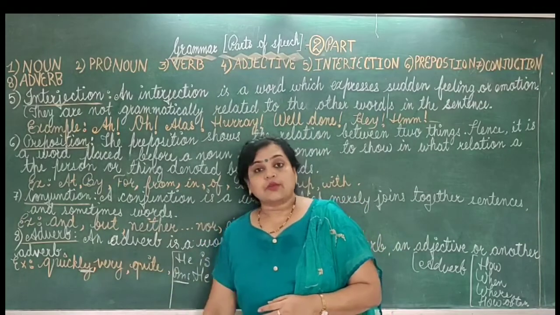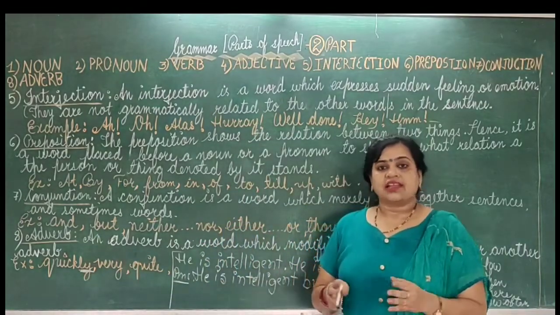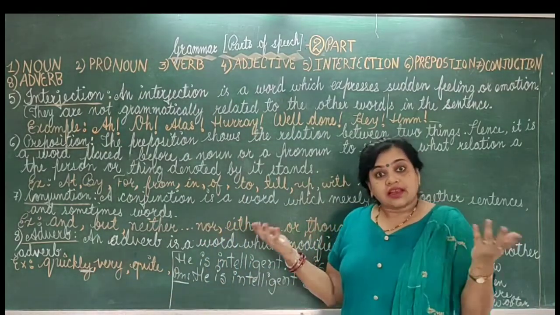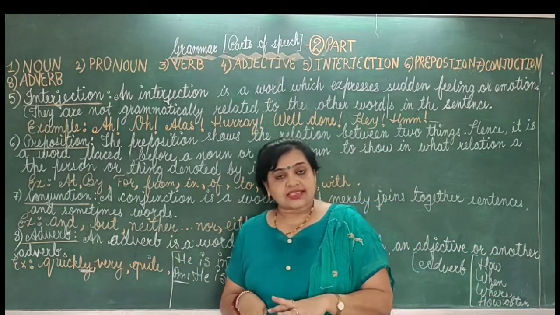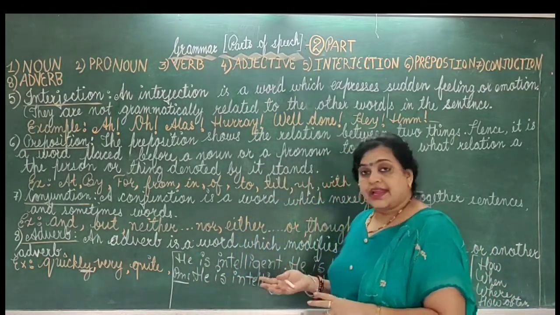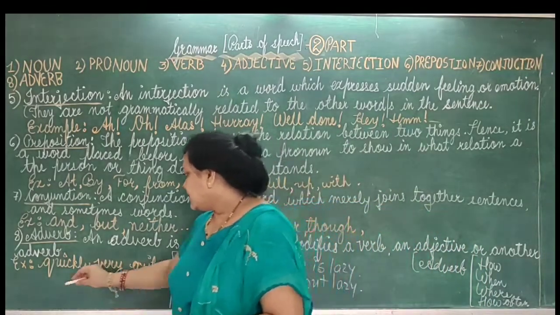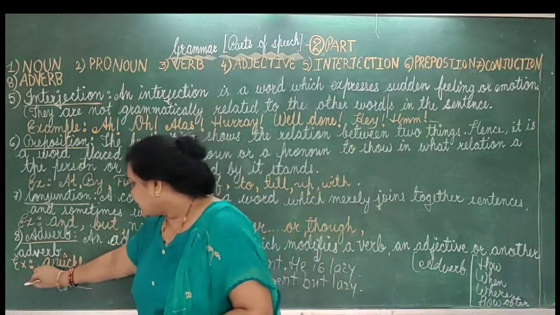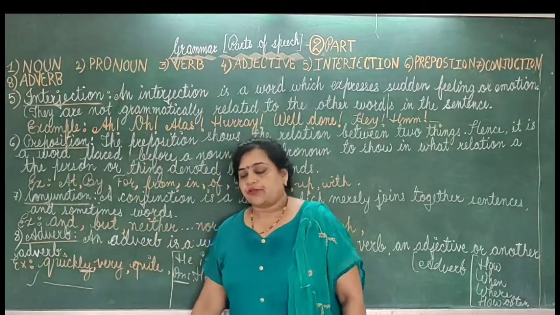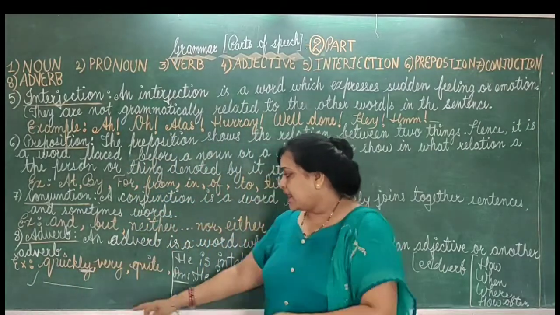So here, he ran quickly. We can also say he ran slowly. He ran nicely. She danced nicely. I ate slowly. Then here, very. So this is an adverb, clear. We can easily identify this kind of adverb which ends with ly.